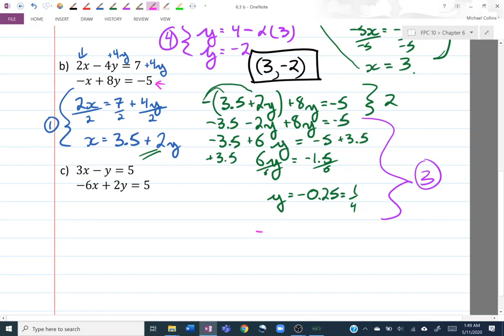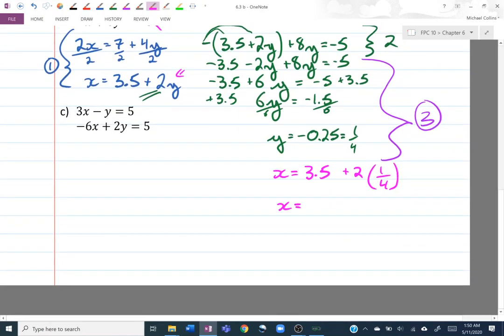So I have a negative x. Oh, we talked about putting it into this equation because it's already solved for x, didn't we? Let's do that. x is equal to, any one of them work. They're all mathematically appropriate, but sometimes some ways are going to be easier. I've got a 3.5 plus 2. Instead of writing y, I'm going to write a quarter.